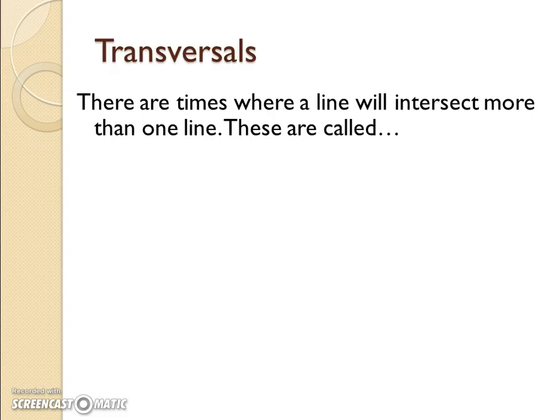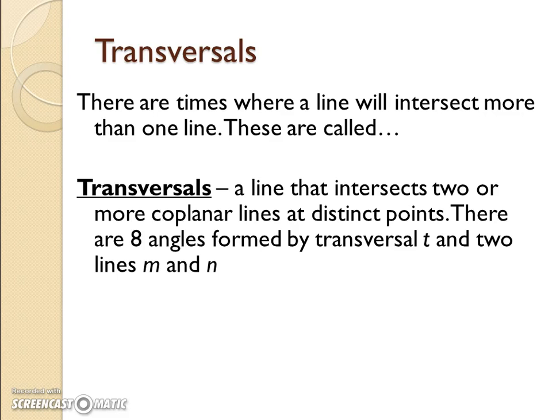First off, a transversal is a line that connects two or more other distinct lines. There are 8 angles formed by a transversal with 2 lines. So here are M and N, our parallel lines, and then T is the transversal, creating 8 angles. The more parallel lines, or the more lines a transversal goes through, the more angle pairs you will create.